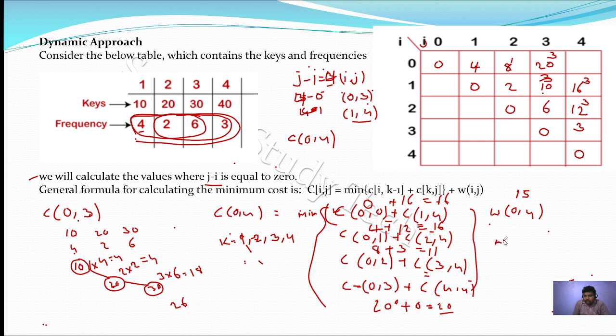So the minimum of 16, 16, 11, 20, plus here 15. Which is the minimum? 11 is the minimum. 11 plus 15 is 26. You can note down 26 here. What key is considered as the root node here? The key is 3.